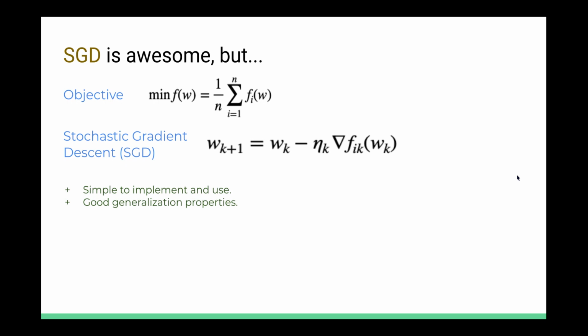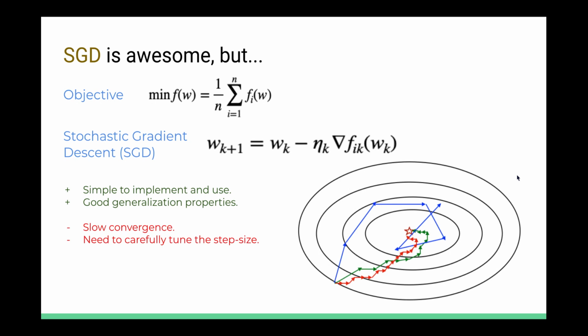SGD is simple to implement and use and has good generalization properties, especially when training large deep neural networks. However, it suffers from two problems: slow convergence and the need to carefully tune the step size. For example, in this figure, we show the SGD updates with three different choices of the learning rate. The blue line corresponds to SGD with a large constant step size. Because the step size is large, the iterates bounce around the solution and do not converge to it. The red line shows SGD with a small learning rate, and it requires a large number of iterations to reach the neighborhood of the optimum.